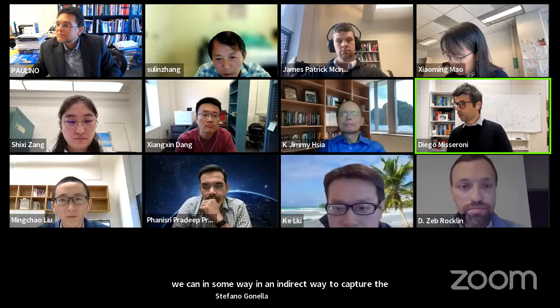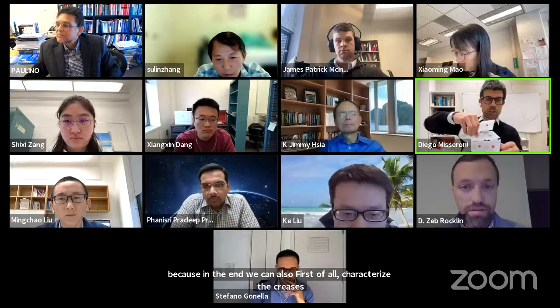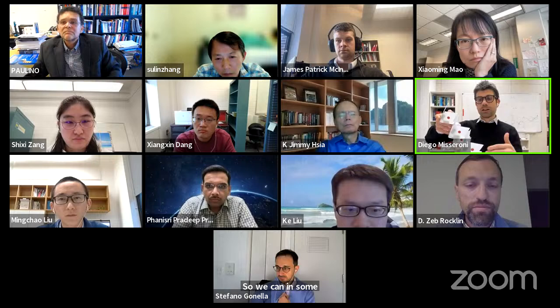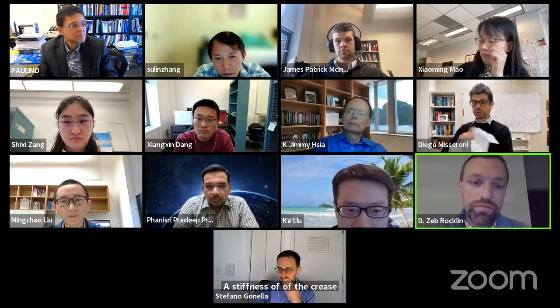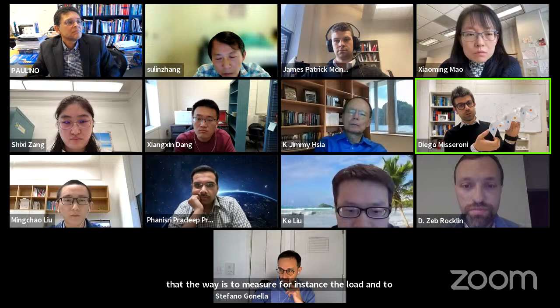Or maybe we can perform some tests, because in the end, we can also, first of all, characterize the crease. Because you see, here we have this crease that is glued on the tessellation. So probably if we fix one crease on the machine and we push in the other direction, we can get a sort of constitutive relation between the moment or the force and the angle. So we can in some way characterize the spring, and then once we characterize the spring, we have an equivalent K, let's say, stiffness of the crease. But then if we want to see what is going on in the tessellation, I think that the way is to measure, for instance, the load and to see what is going on when the sample snaps into the other configuration. Because you see, this is opening and this is closing, you see?